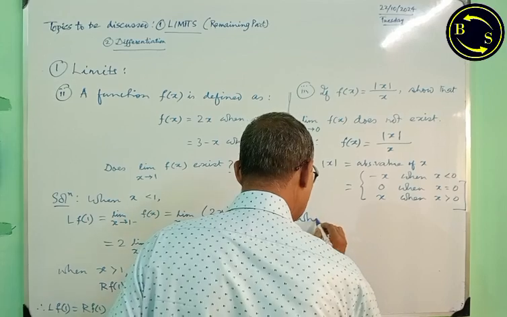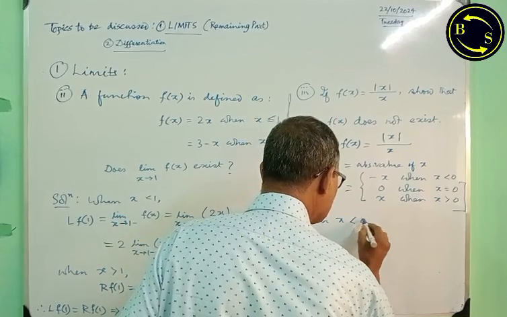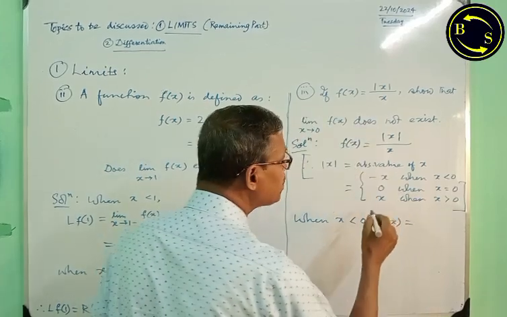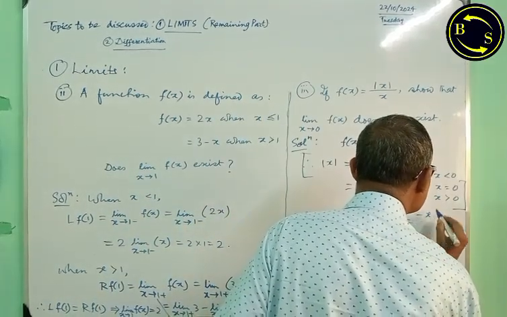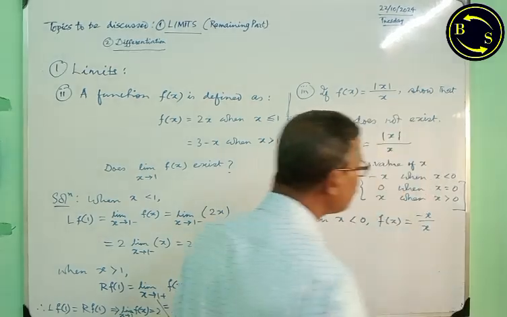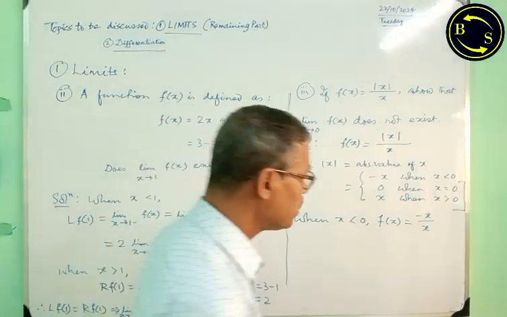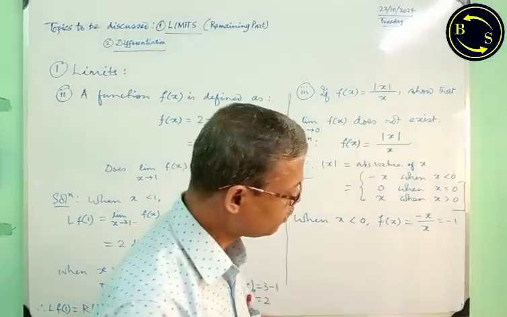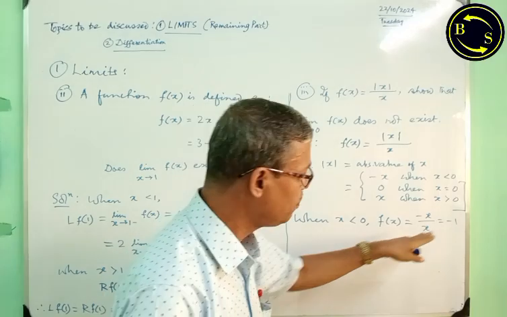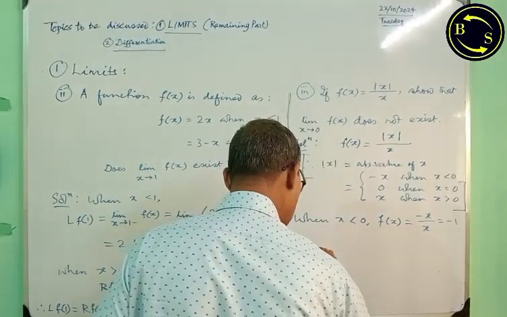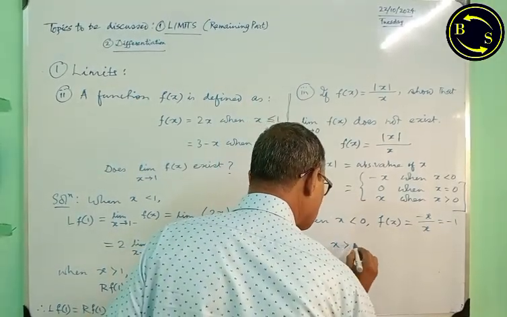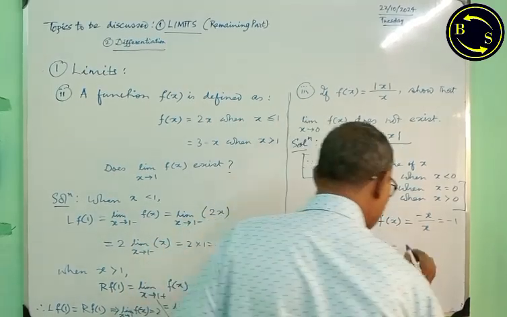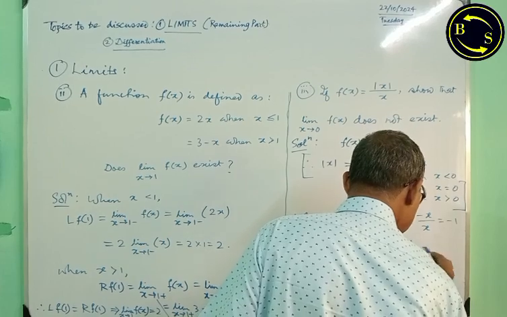When x is negative, f x will be, as per this definition, modulus x will be minus x by x. Therefore, here x is non-zero, therefore we can divide minus x by x, the value will be minus 1. When x is positive, f x is equal to x by x, that is 1.